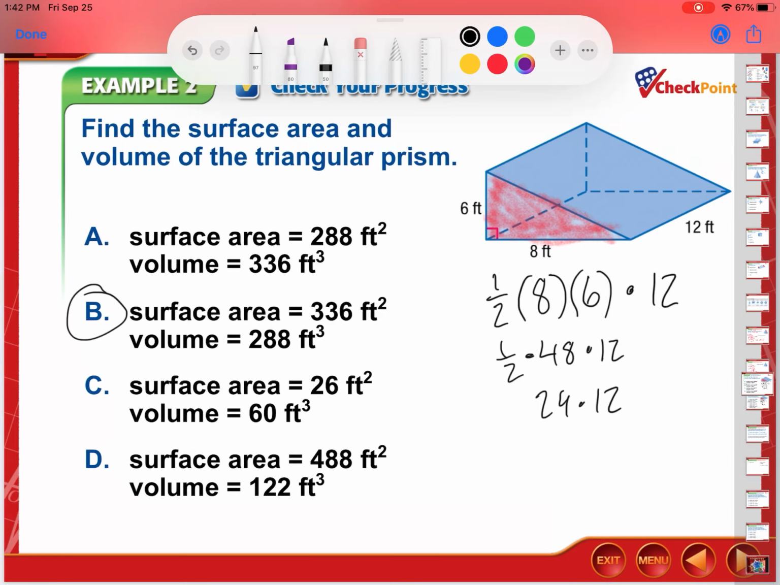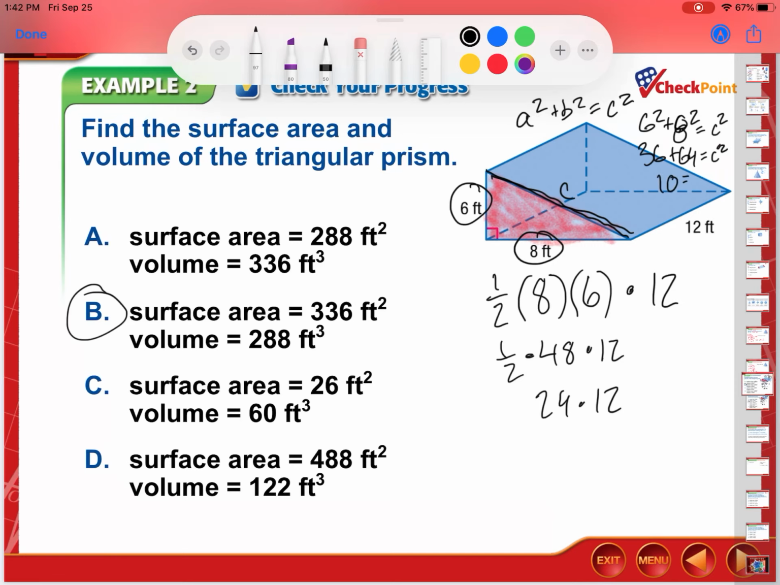They technically didn't give us enough information, but essentially, Pythagorean theorem is a squared plus b squared equals c squared, where a and b are both the sides of our triangle, and c is the longest side, called the hypotenuse. So 6 squared plus 8 squared equals c squared, we would get 36 plus 64 equals c squared. So 100 equals c squared. So our c would be 10.